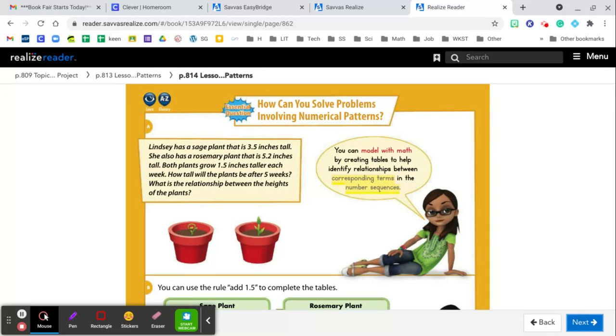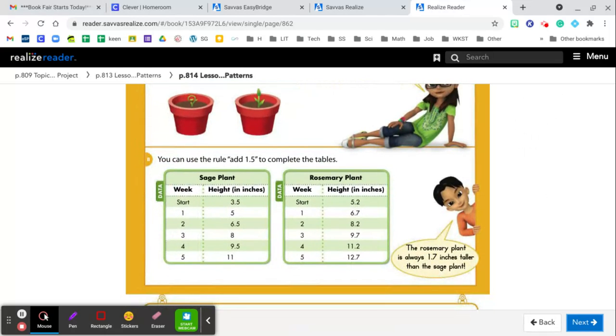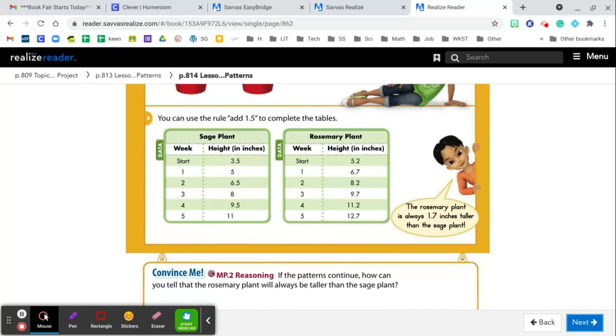So on the next page, Lindsay has a sage plant that is 3.5 inches tall. She also has a rosemary plant that is 5.2 inches tall. Both plants grow 1.5 inches taller each week. How tall will the plants be after 5 weeks? So we can put that in a table. And the rule is add 1.5.